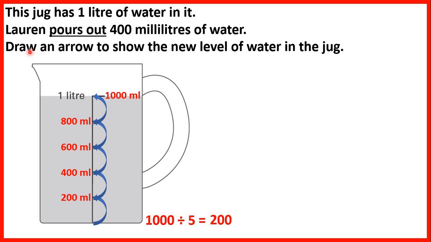But we don't want to draw an arrow to show 400, because Lauren pours out 400. So she starts with 1000 and then pours 400 millilitres out. And 1000 minus 400 is 600. So once she's poured out 400 millilitres, the new level of water will be at 600 millilitres. So we need to draw our arrow here.